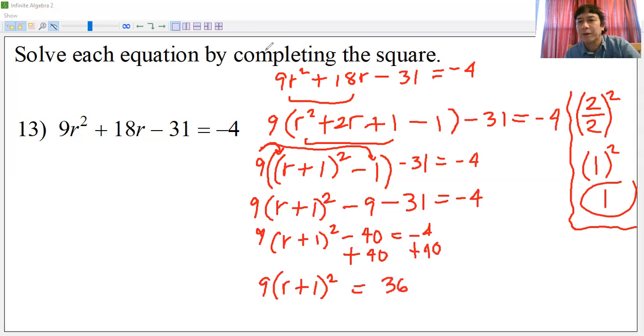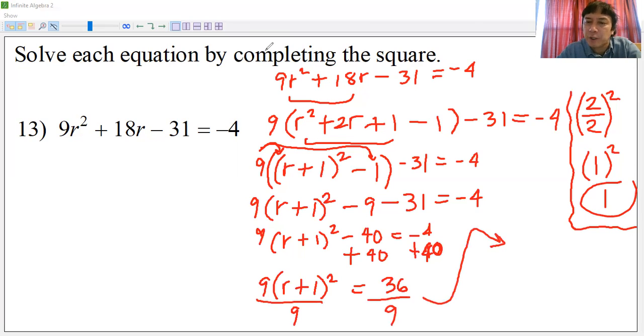Remember, we have a negative 4 there. We added 40. So that gives positive 36. It's like 40 minus 4, and that's 36. Now, at this point, we shall divide both sides by the number 9. Divide like that. And so this continues over here.